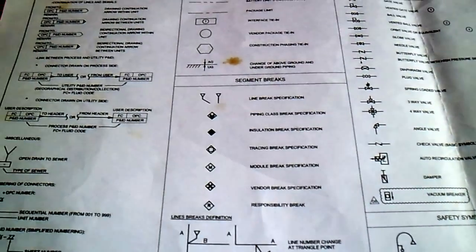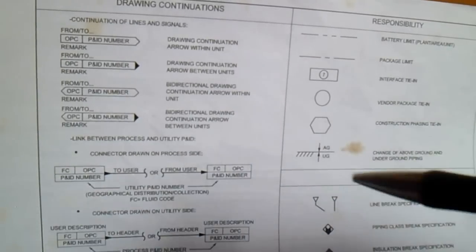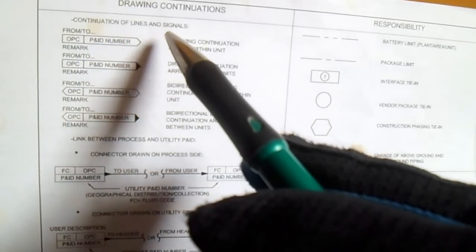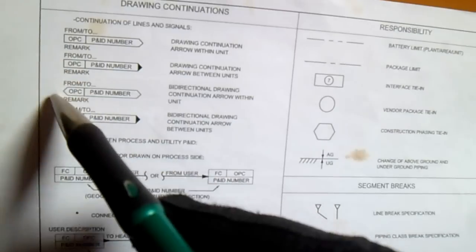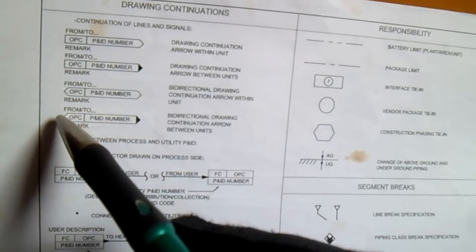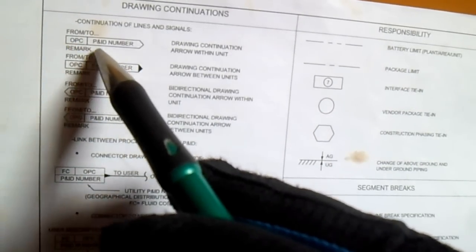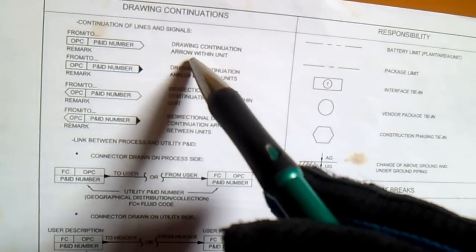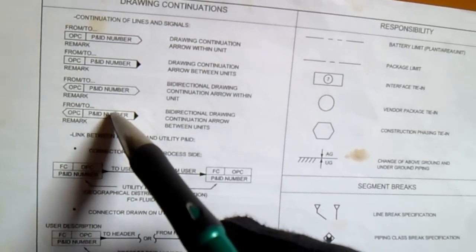Okay, so we will start with drawing continuation. So this is a drawing continuation of lines and signals. You can see in the symbols the P&ID number. So this is a P&ID number from, to, OPC P&ID number. So drawing continuation, arrow with unit. Okay, so this is the P&ID number symbols.